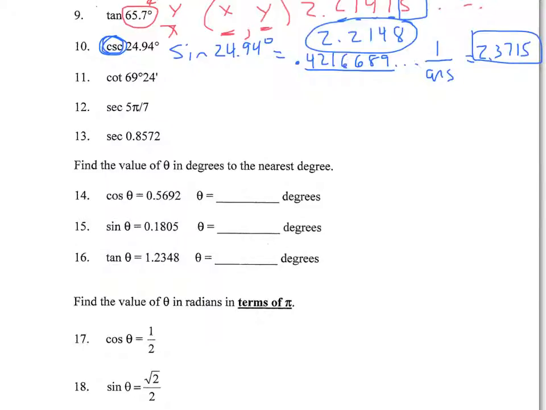So let's review that. How do we find the cosecant of some decimal we don't know the ordered pair to? We treat it like it's the sine of that angle, and then once we have the sine of that angle, we flip it so that it is the cosecant.